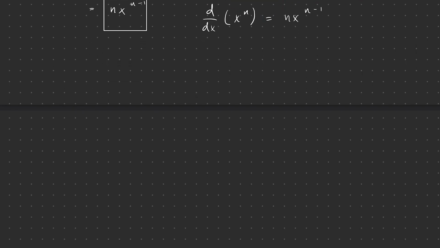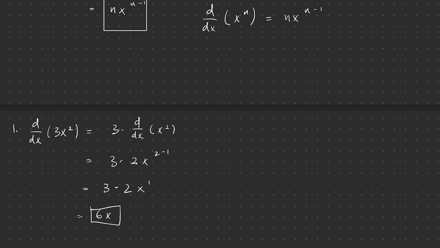Question 1, we want the derivative of 3x squared, for example. I'm going to give you like 1 second to do this, and then you can pause the video if you want, but it should be pretty quick. Alright, so remember that constants can be ignored during differentiation, so we can do 3 times the derivative of x squared, and this is 2x to the 2 minus 1, which is 3 times 2x to the 1, which leaves us 6x, and that is the derivative of 3x squared.